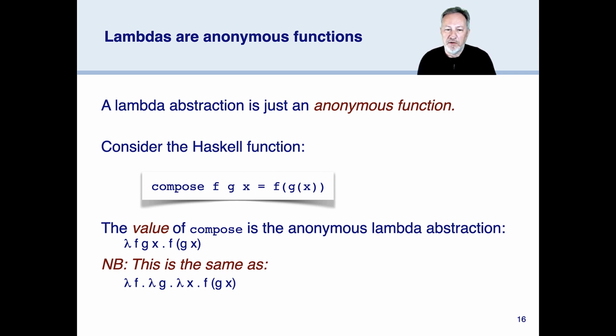Consider the following Haskell function. Compose, which takes arguments f, g, and x, and what it does is it applies f to g of x. Notice here we must put in at least the parentheses around g and x, because otherwise it would be parsed as f applied to g and the result of that applied to x, which is wrong. Now what's the value of compose? It's lambda f g x with the result f applied to g of x. So this is the same writing everything out in detail as lambda f dot lambda g dot lambda x dot f applied to g of x. So that's the same thing.